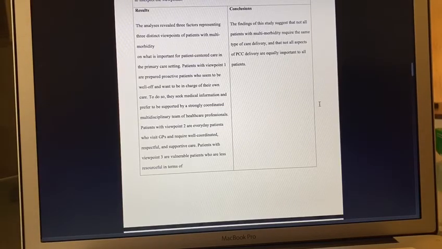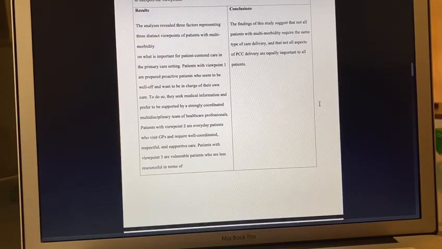Patients with viewpoint 3 are vulnerable patients who are less resourceful in terms of communication skills and finances, and thus require accessible care and professionals taking the lead, while treating them with dignity and respect.